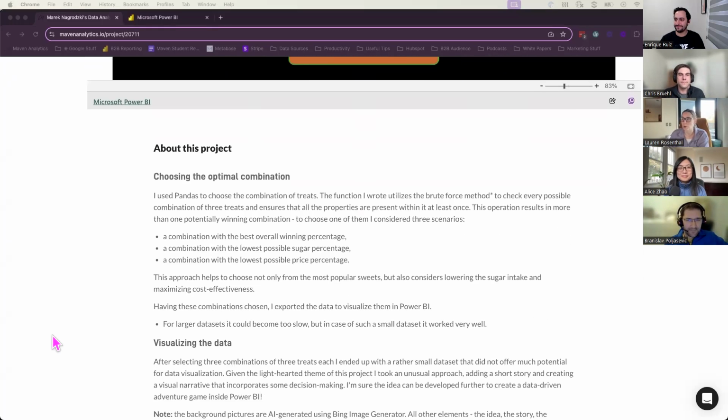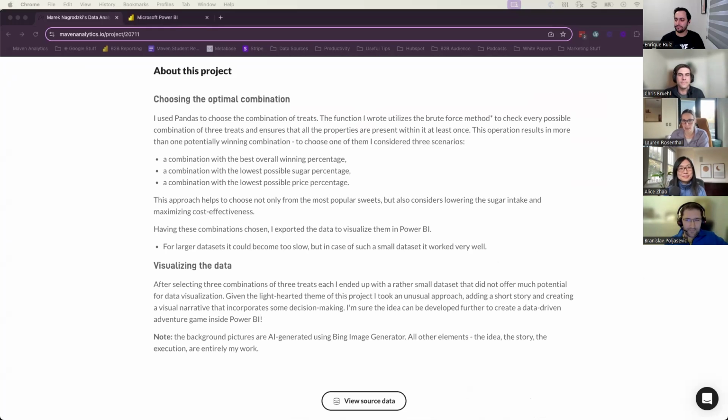Starting with the about section of this project, typically I avoid projects that have a shorter about section. I like to see a little bit more of the reasoning that was put into it and the choices that the person made. But I felt like this was a really good summary for exactly why Marek made the choices he did. He talked about how he uses pandas to choose that specific combination of treats, and that he had 3 potential scenarios here: a combination with the best overall winning, a combination with the lowest possible sugar, or a combination with the lowest possible price.